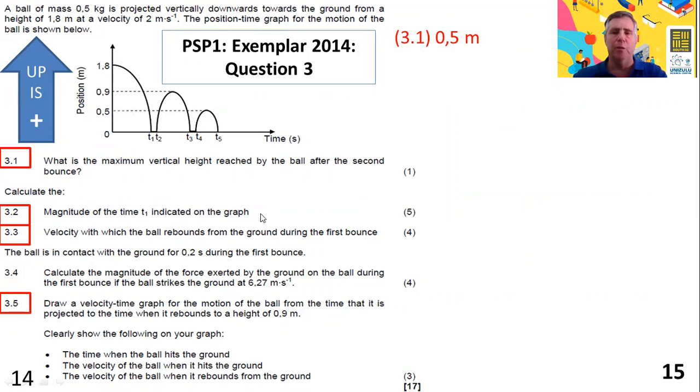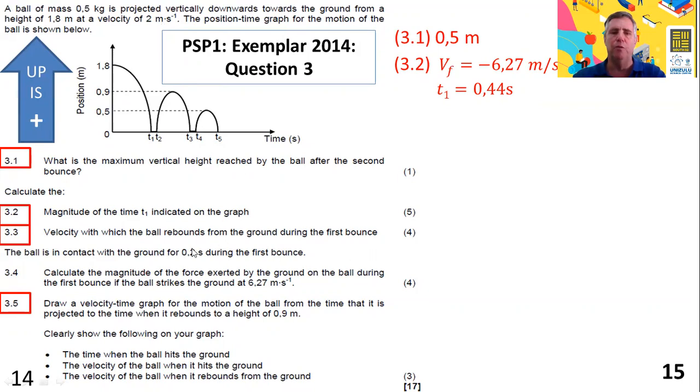3.2, calculate the magnitude of the time t1 indicated on the graph. I don't want to go into details here because this is equations of motion, and we will cover these thoroughly in video 6.3 on the equations for projectile motion. Basically, you know the initial velocity is 2 meters per second down. You know the value for g, you know the height, and you'll work out that the final velocity is minus 6.27 meters per second, and therefore the time taken is 0.44 seconds.